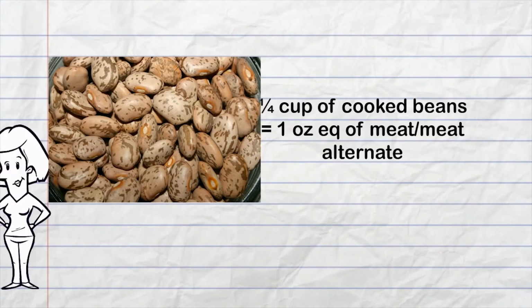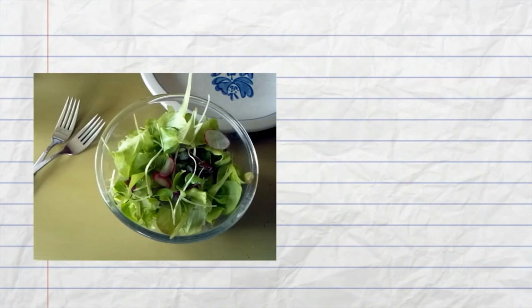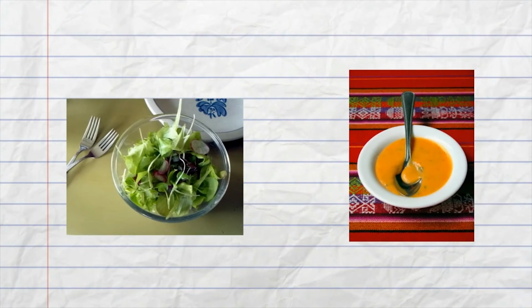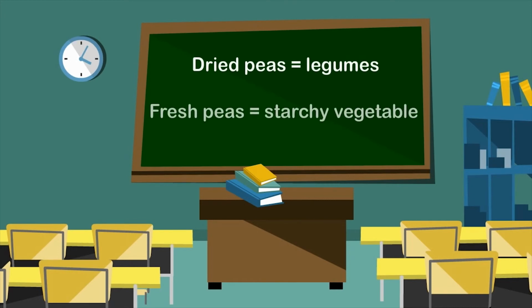A 1/4 cup of cooked beans equals 1 ounce equivalent of meat or meat alternate. You can offer variations of beans or peas in a single meal. For example, this could be part of a salad or a soup. Please note, only mature, dried peas count towards the legume group. Fresh green peas are a starchy vegetable.